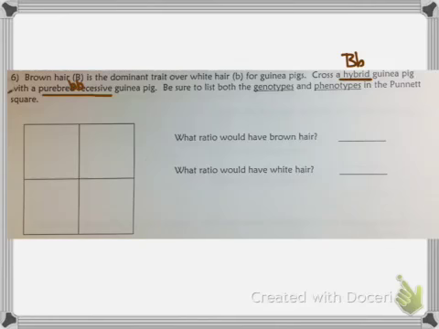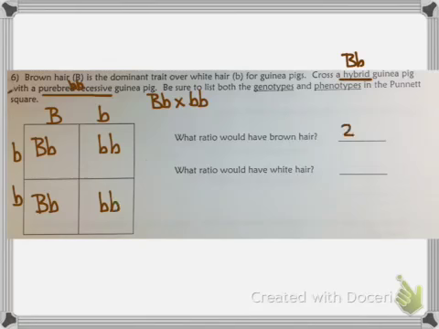So crossing a hybrid guinea pig means that we have a capital B, I'm using B's, capital B, and a lowercase b, and a purebred recessive. Purebred means the same, and recessive would mean 2 lowercase b's. So that means I'm crossing a hybrid with a purebred recessive. And when we fill in the boxes, alright, our Punnett square looks something like this.